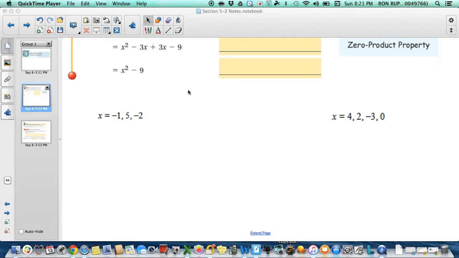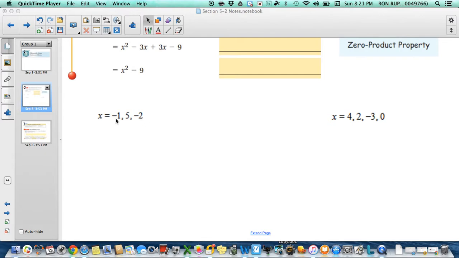Okay, in this last video, we're going to talk about two things. We're going to talk about how to start with zeros. And so if I say that x equals -1, 5, and -2 as zeros, how can I get to a polynomial? And we're going to talk about multiplicity components. And I'll kind of get to that a little bit more in a minute. And so let's think about this.